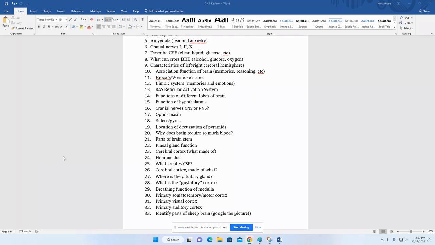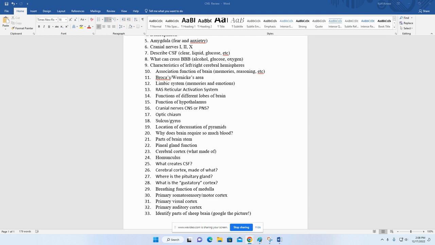All right, 20. Why does the brain require so much blood? Because it can't store glucose. Your muscles can store glucose in the form of glycogen, but your brain can't. So it needs a constant supply of both glucose and oxygen, because those sodium-potassium pumps are constantly pumping out sodium and pumping in potassium. That requires energy. So the brain needs a constant supply of glucose and oxygen. 21, parts of the brain stem. Remember, that's the medulla. I'm going from inferior to superior, bottom to top.